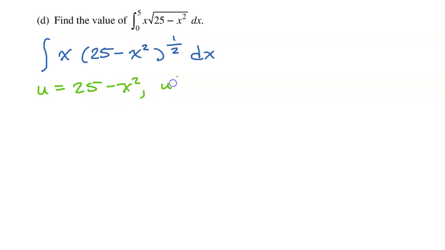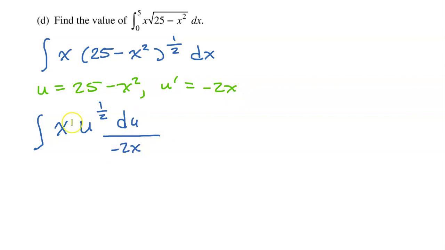We will also need u prime, which will be negative 2x. So let's go ahead and do the substitution. So we will have x times u to the 1/2 power. Instead of dx, we will write du divided by u prime, but u prime is negative 2x. Notice that we have an x in the numerator and an x in the denominator. These will cancel each other out. I have this negative 2 in the denominator still. When I rewrite this, I'm going to put it out front as a negative 1/2. See, it's in the denominator, so that's why it's a 1/2. So I now have negative 1/2 the integral of u to the 1/2 power du.